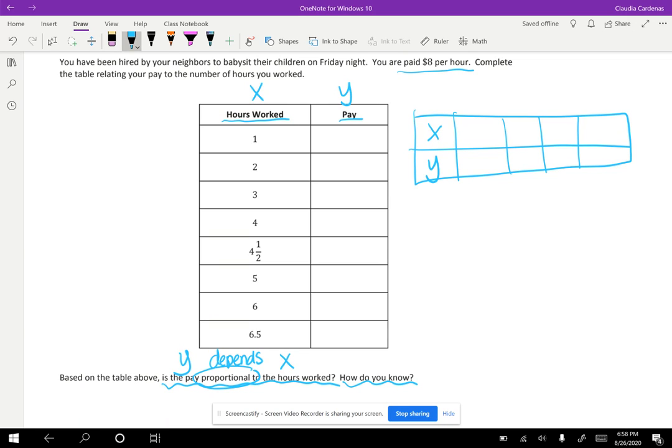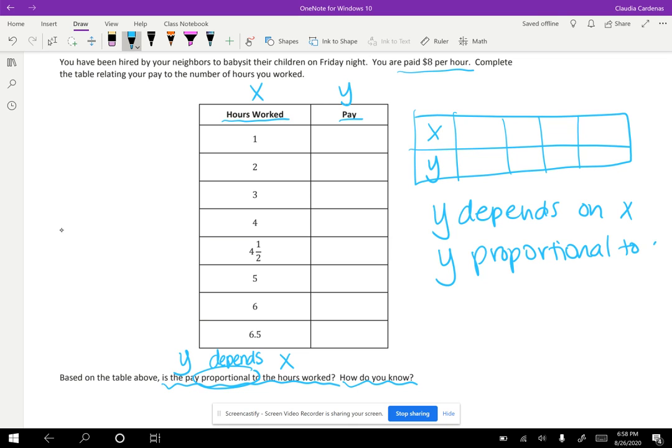But if we're ever confused, we want to look at the question and say, okay, which one is depending on the other? Y always depends on X. So Y would be proportional, and I misspelled that, please excuse me, proportional to X. Okay, so these are just some hints that I want you to write down, and we're going to move forward with our table.